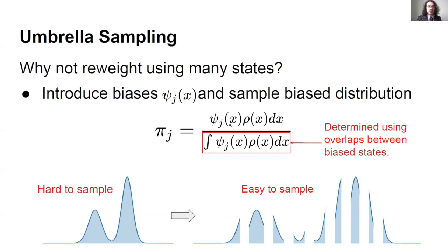Then I've introduced all these new normalization constants I have to calculate, but it's actually reasonably possible to evaluate them using the overlapping information between my states psi j. Now, I want to make clear that, like many approaches for multimodal sampling, this requires a little understanding of what the shape of the distribution is and where the modes are.